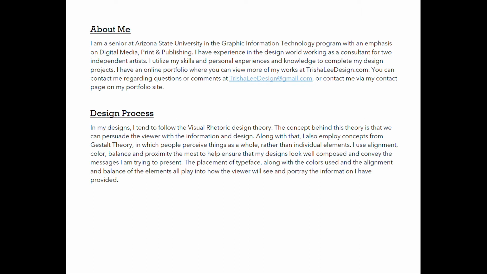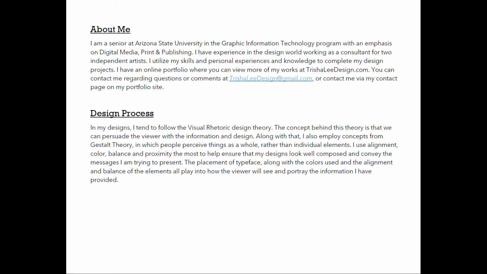For my design process in my designs, I tend to follow the visual rhetoric design theory. The concept behind this theory is that we can persuade the viewer with the information and the design. Along with that, I also employ the concepts from the Gestalt theory, in which people perceive things as a whole rather than in the individual elements.